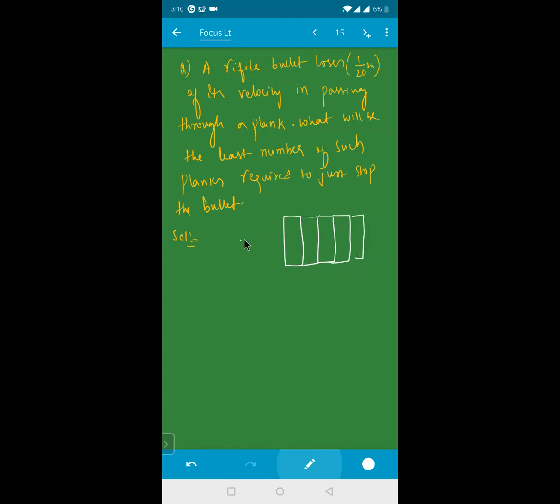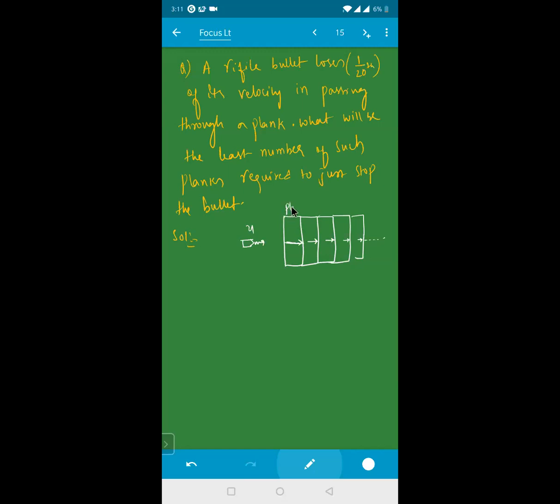Now if the bullet is coming from here, moving with velocity u, it passes through here, where the velocity is maximum. After that the velocity reduces a little, then a little more, and finally the velocity is 0. So how many planks do I need so that I can stop the bullet? The bigger arrow represents that the velocity is more. When it enters the next plank, the velocity decreases, then again, and finally the velocity should become 0. This is exactly the question.